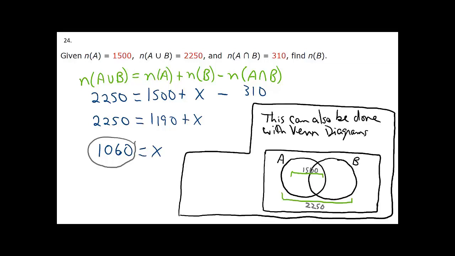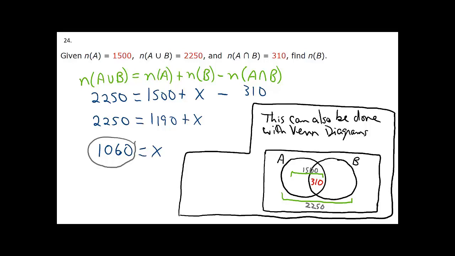You could also do it with Venn diagrams by just sort of playing around with it. They tell you that the whole circle A has 1500 elements in it, so I sort of indicated that as so. But they also tell you that if you take everything in the union of A and B, in other words, that's anything in either or both of those circles, you're supposed to get 2250. Well, just looking at those two numbers, plus the fact that they tell you that the intersection has 310, that means that the overlap is 310.